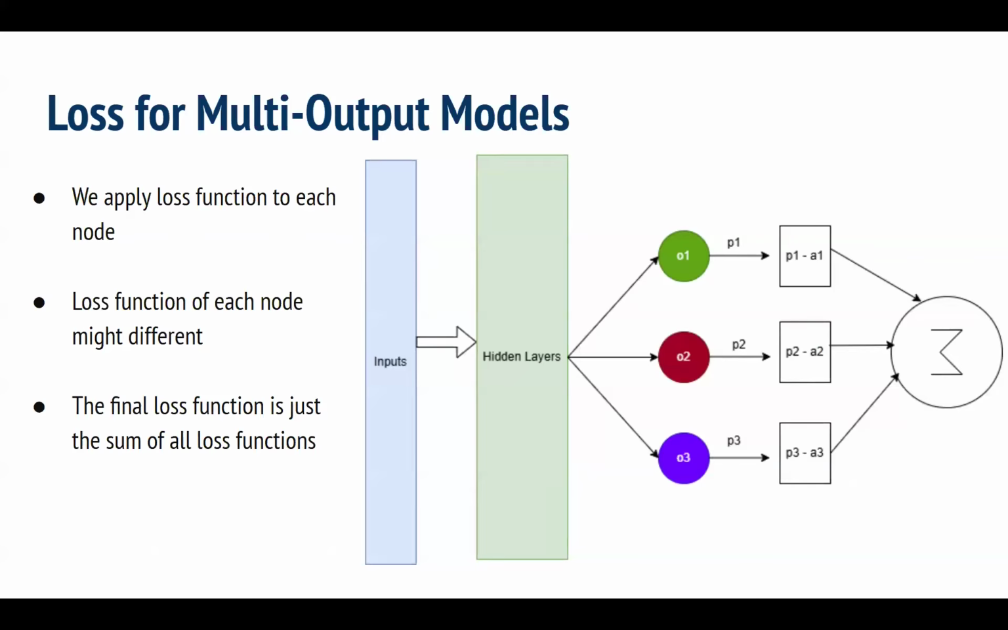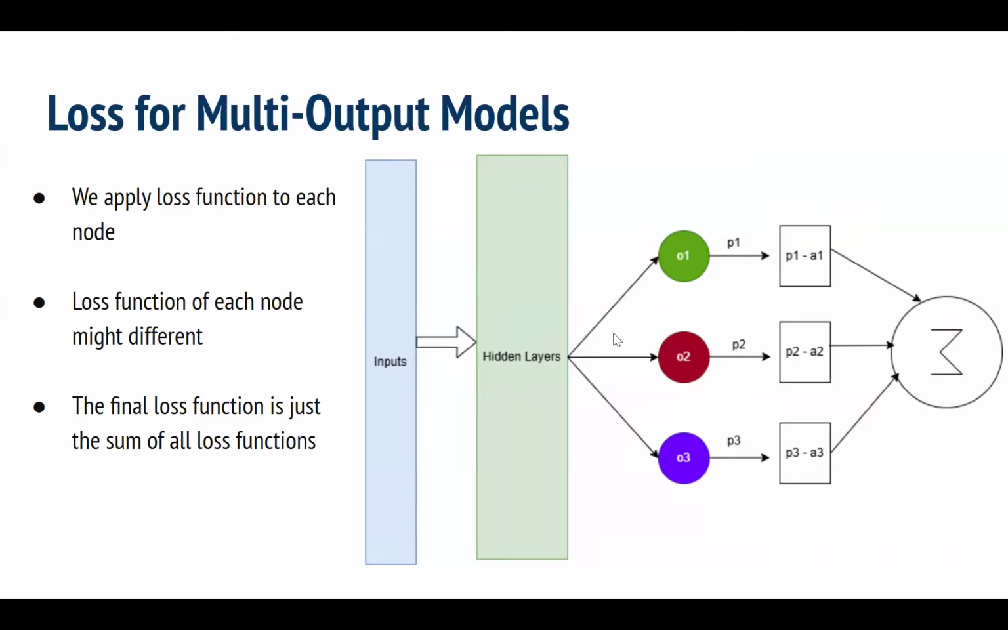Previously, in the examples we have provided, the machine learning models predict only one value. For example, the price of a house based on some attributes of the house, like the number of rooms or the number of bathrooms. In this presentation, we will talk about multi-output models where the model predicts more than one value.